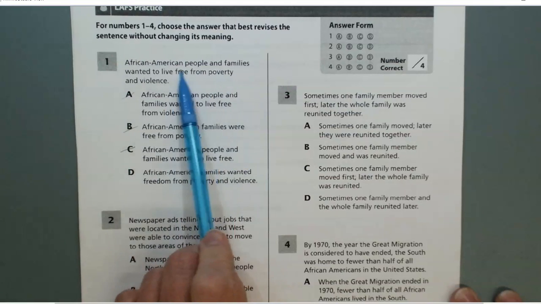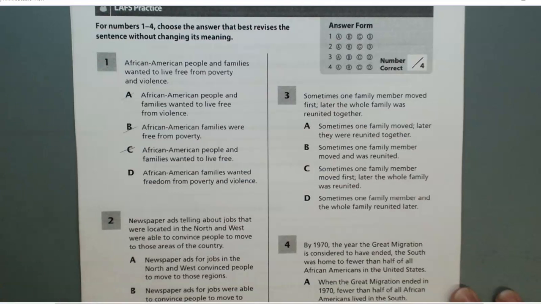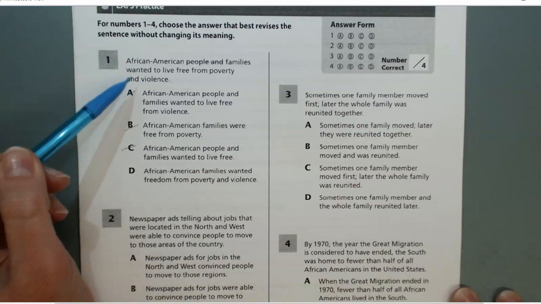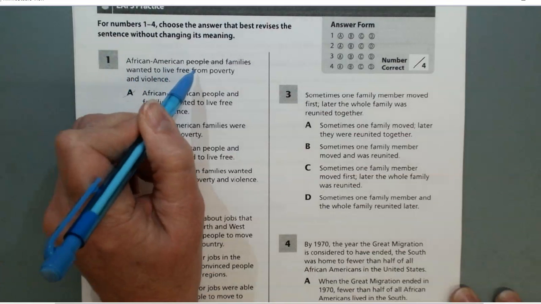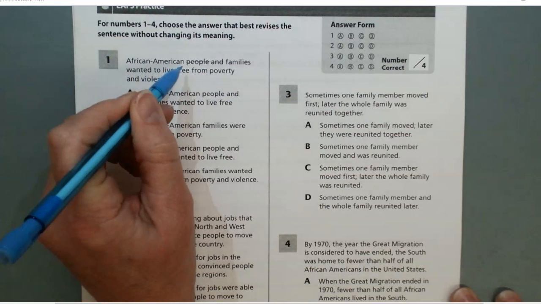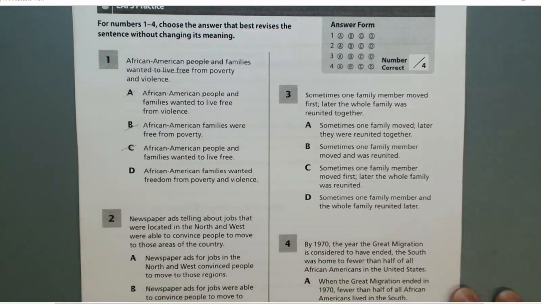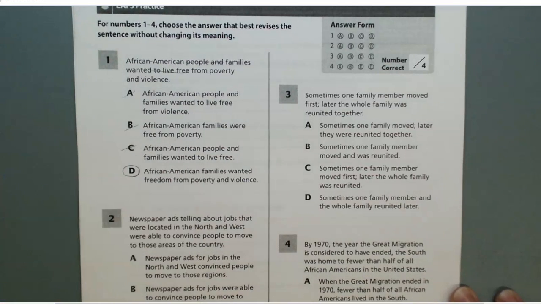So what we're taking out is people, because we have families, and families are made up of people. So you can take out people, and to live free from becomes freedom.